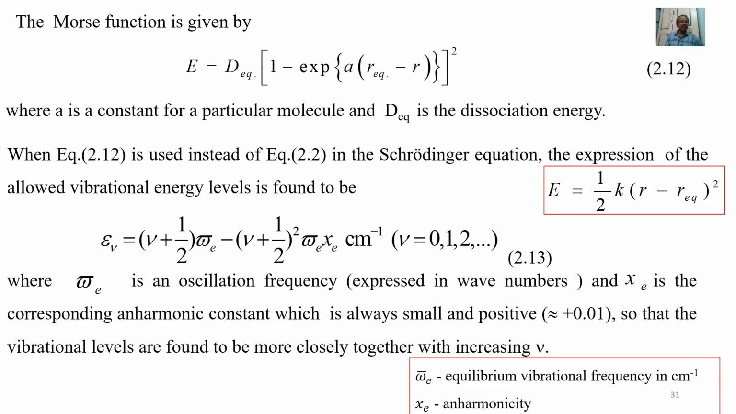And here omega bar E is nothing but the oscillation frequency, that is the equilibrium vibrational frequency, which is measured in centimeter power minus 1, and Xe is the corresponding anharmonic constant. What we call this as anharmonicity is always a small, positive value, around 0.01, so that the vibration levels are found to be more closely together with increasing nu.